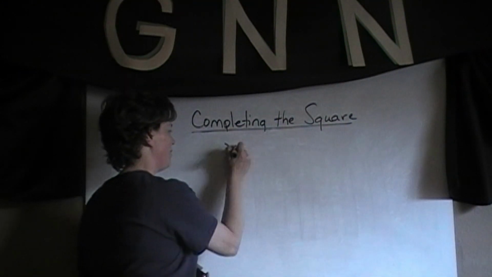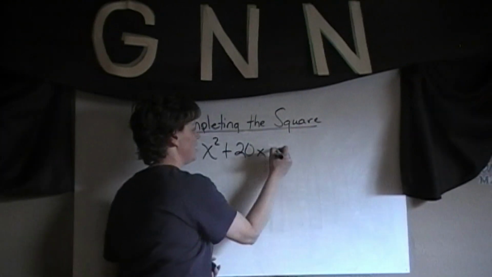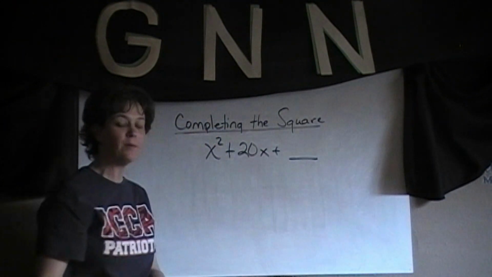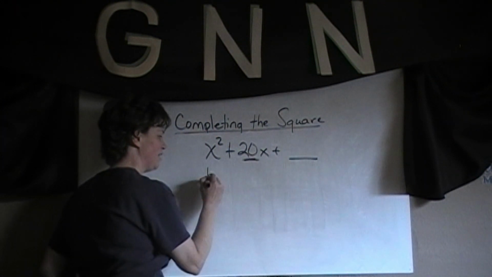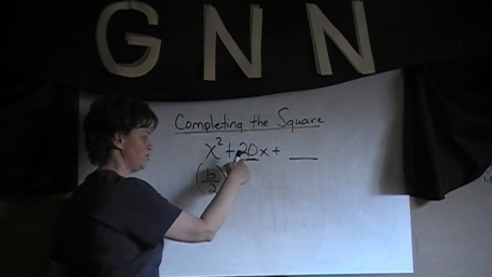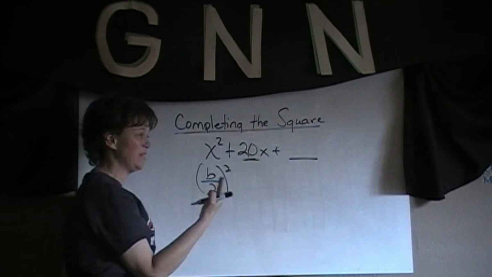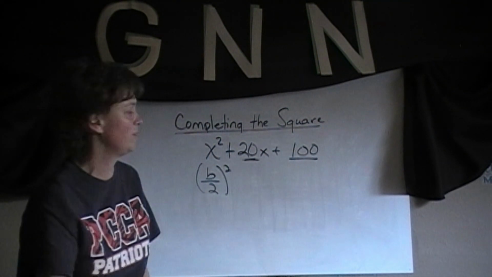Okay, so here we go. We got x squared plus, let's say we do 20x plus what? Okay, so remember, we take the b value, which is this, the b value, and divide it by 2 and square it. So we're going to take the b value, which is 20, divide it by 2, which makes it 10, square it. We're going to be adding 100. You'll have a couple of these in your homework.